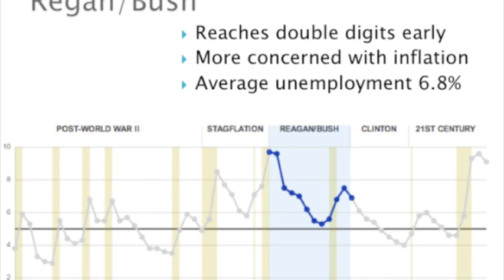Reagan and Bush. There was another recession and the unemployment percentage hit double digits. The main reason the unemployment percentage was getting so high was because the government was more worried about inflation. The average unemployment rate was 6.8%.